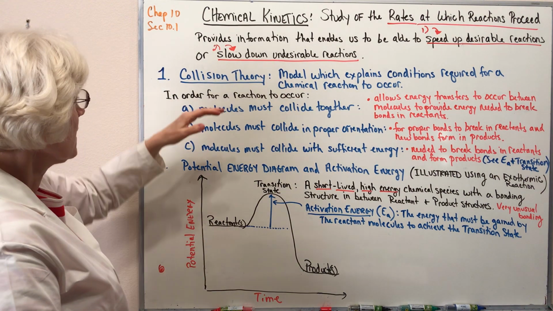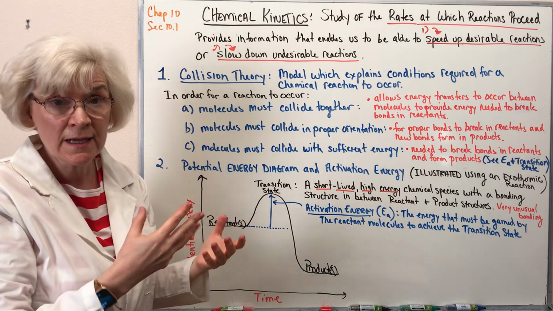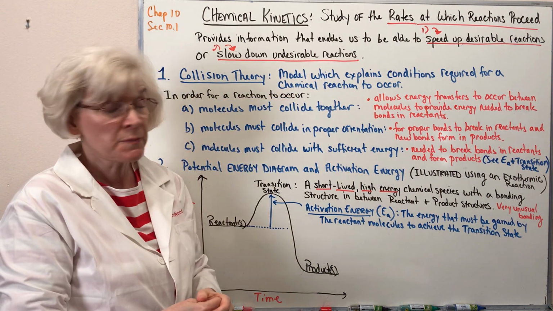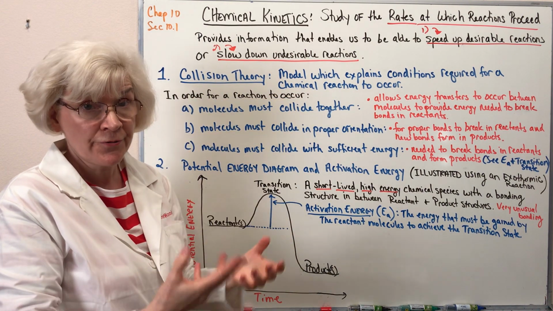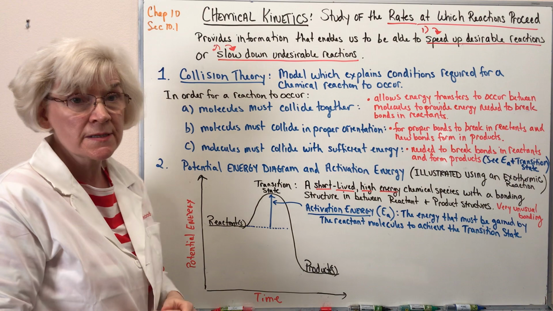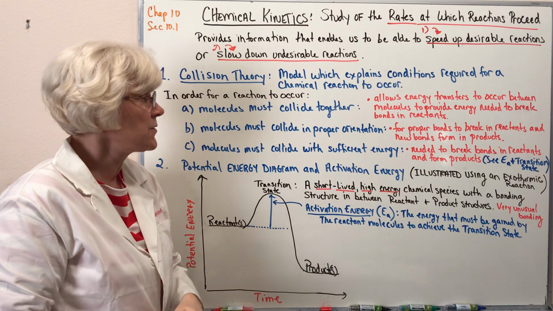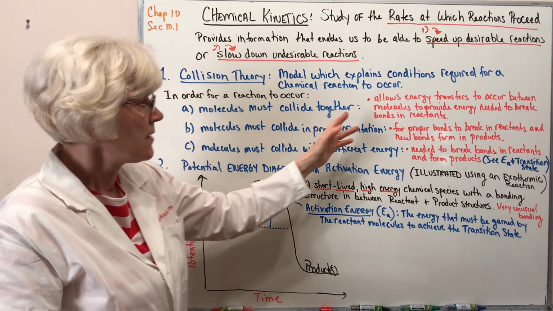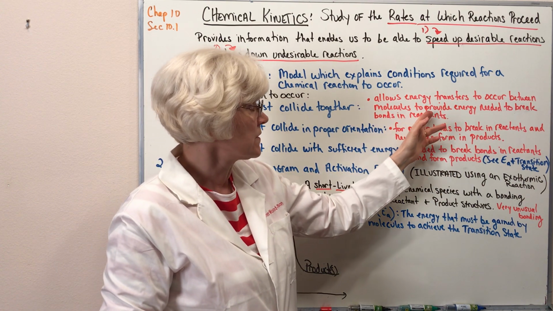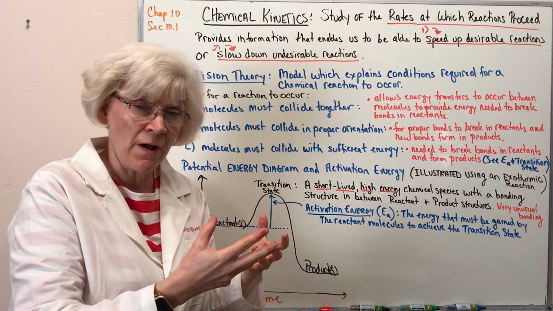Now, in order to understand kinetics further, we have to discuss collision theory briefly. Collision theory is a model which explains the conditions that are required for a chemical reaction to occur. The collision theory proposes that in order for a reaction to occur, molecules must collide together. And what this does is allow energy transfers to occur between molecules to provide the energy needed to break the bonds in the reactant molecules.